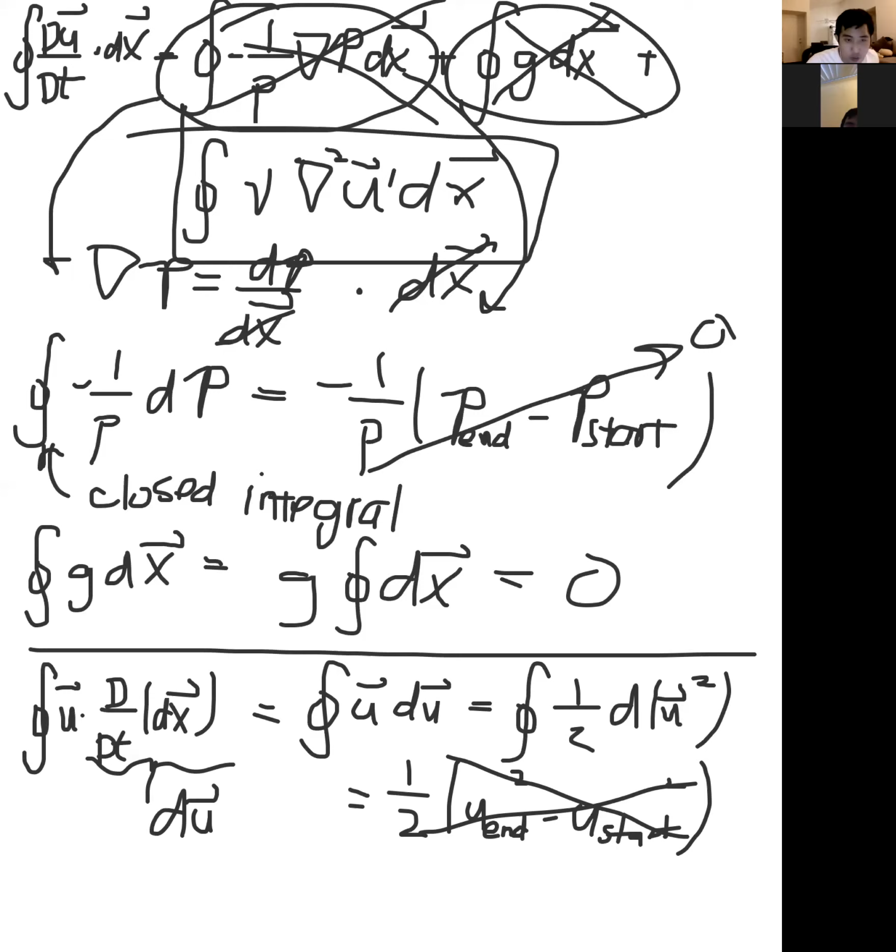So we're basically done with the derivation. We saw that when we apply the material derivative to the circulation, the majority of the terms cancel out. The only term that didn't cancel out is our viscosity term. Okay, so let's sum that up.